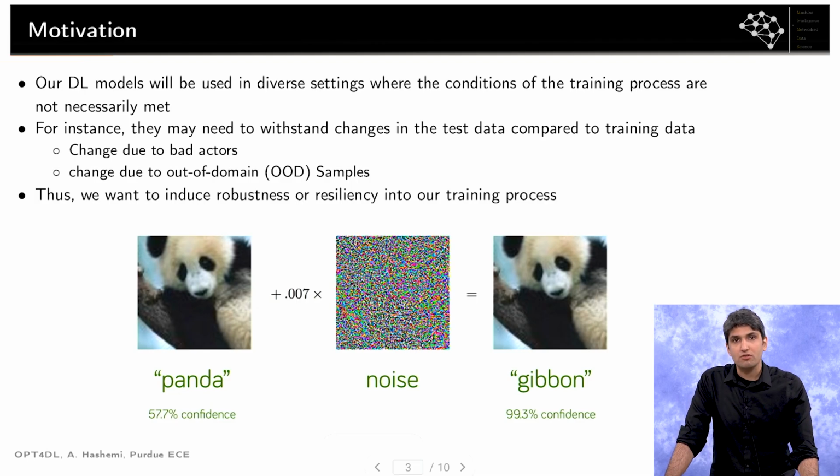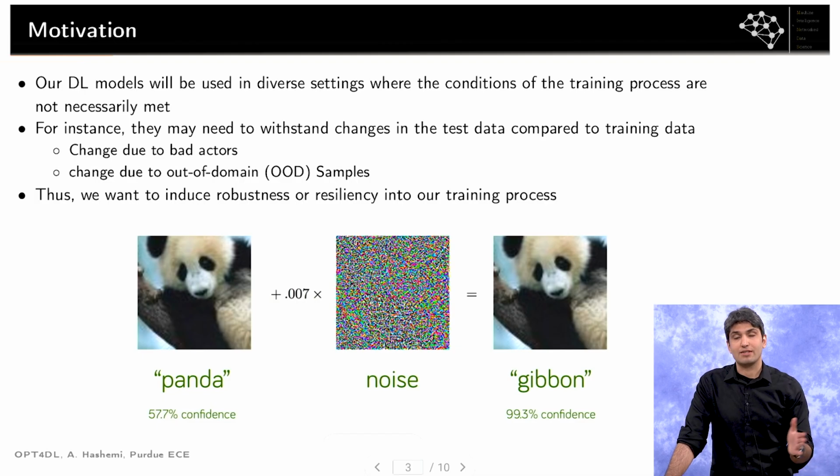These changes could be due to various reasons. For instance, maybe the model is going to be used in a potentially contested environment, or environments where adversaries exist. So the change could be due to malicious activities. Now, if we want our model to be reliable, it has to be robust or resilient with respect to these adversarial changes. A change could also be due to the existence of out-of-domain samples or out-of-distribution samples.